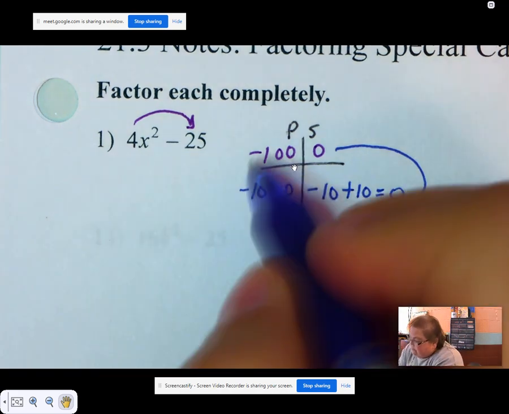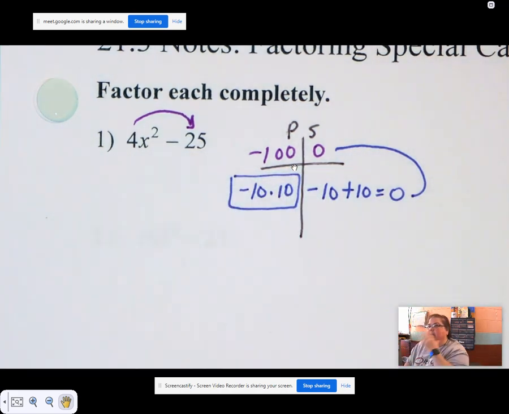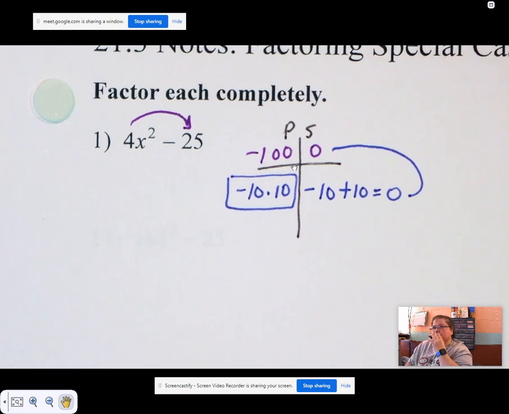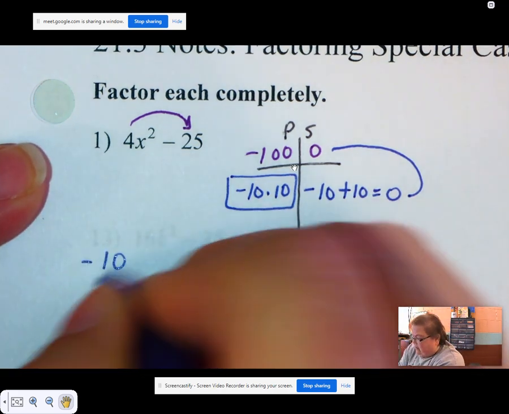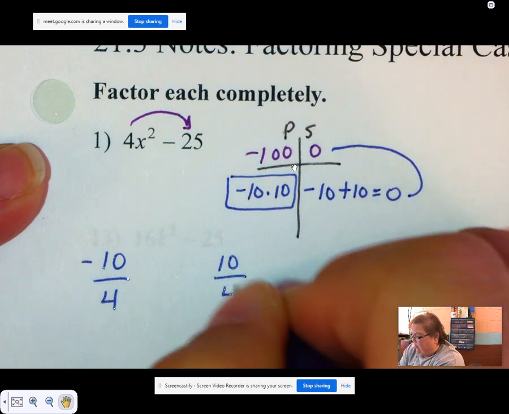I found my factors. Okay. Fractions, right? Okay. Negative 10 over 4, positive 10 over 4.